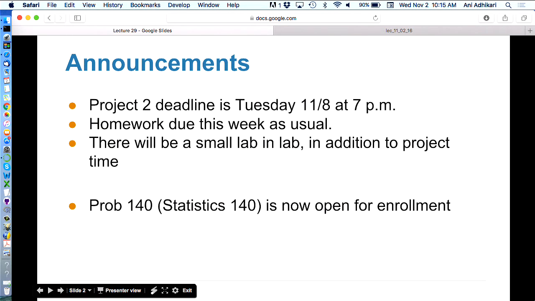Besides Stat 88 and C8, what are the other math prerequisites? Stat 88 is not a prereq for Stat 140. The prereqs, and we're calling it Prob 140 because now Data 8 started a trend. Every course now has a nickname.